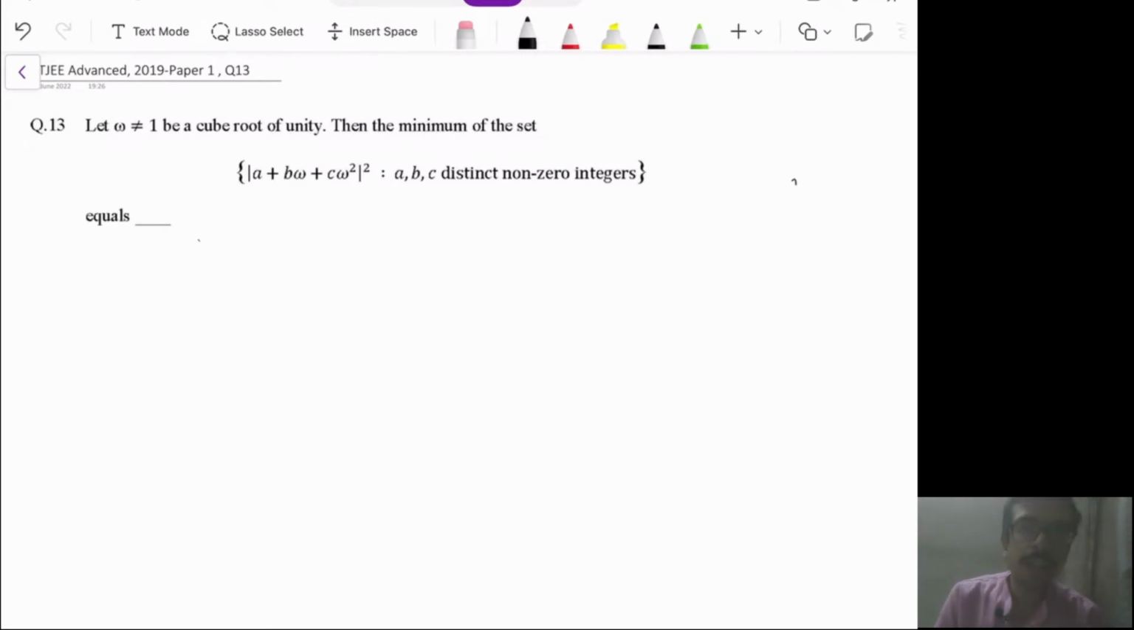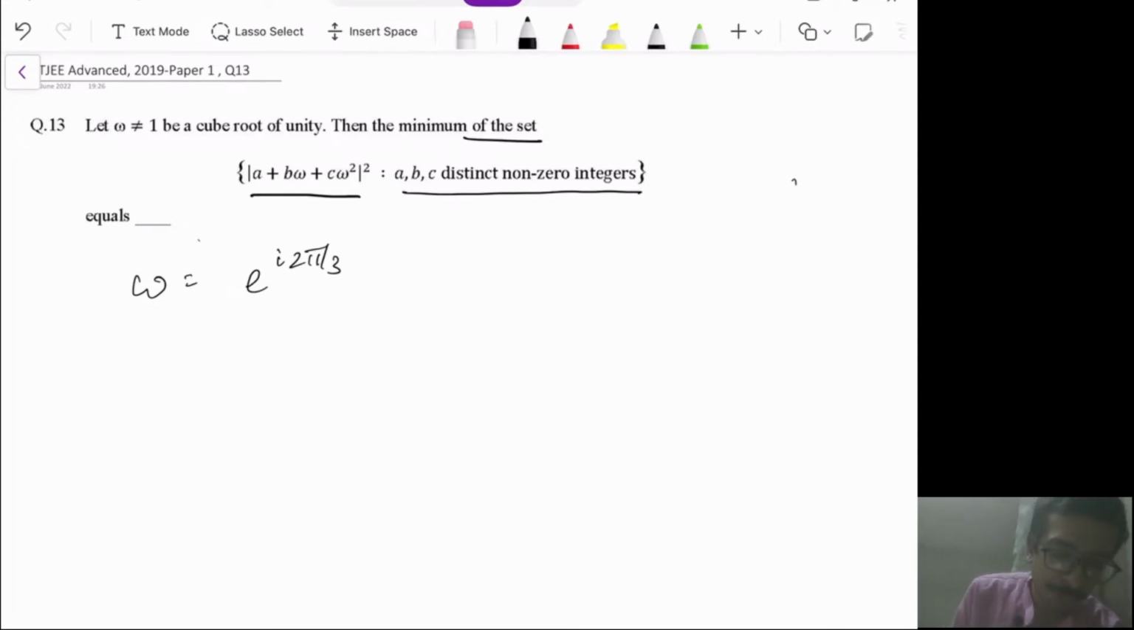This also appeared in JEE Advanced 2019 in paper 1. So here we are given that omega is a cube root of unity. Cube root of unity, we know that it can be expressed as e to the power iota 2 pi by 3. And then we need to minimize over the set of values mod of a plus b omega plus c omega square, mod squared, where a, b, c are distinct non-zero integers. Like if I had just wanted to choose all of them to be 0, then I could have made the expression 0 also, right? But that I can't do. So let's see what it is.